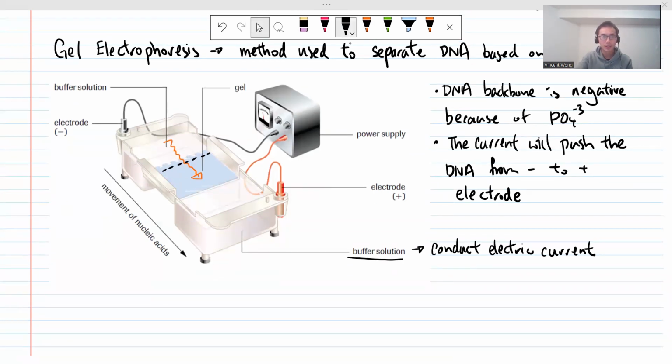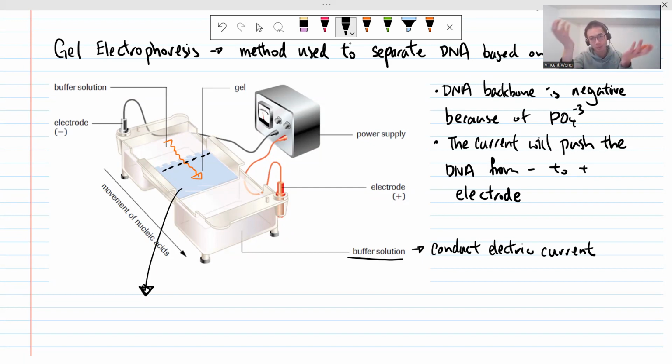Now let's take a closer look at the gel. What is the gel? The gel is like Jello, okay, like really hard Jello, if you would. And how do you make Jello? I assume you are familiar with the process.